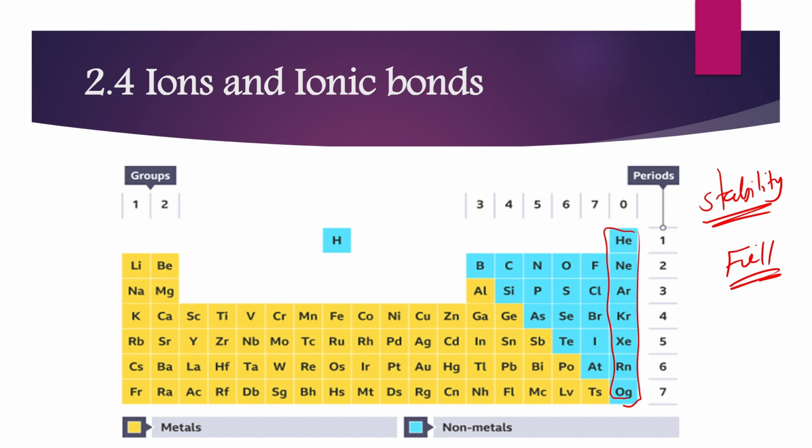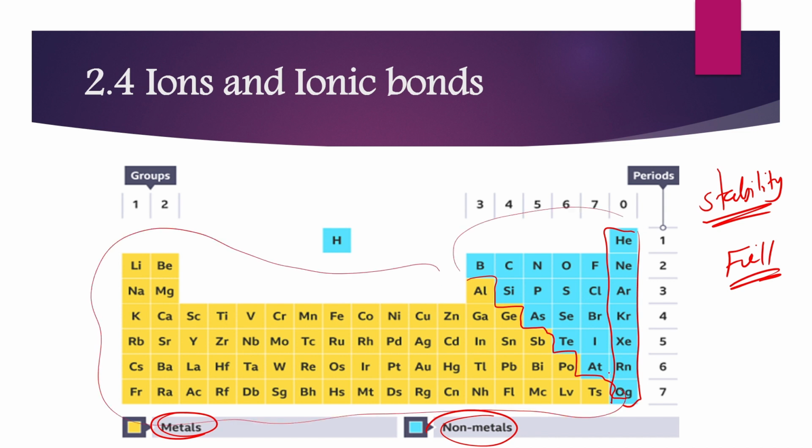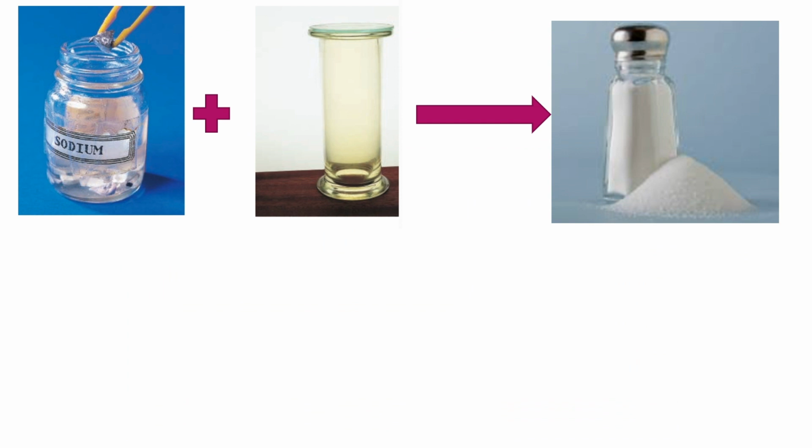As we discussed before, the elements in the periodic table are classified into metals and non-metals. And as you can see here, the zigzag line separates the metals from the non-metals. So these are the non-metals and all these are the metals. When a metal combines with a non-metal, an ionic bond is formed and we get an ionic compound. The example we have here is sodium and chlorine when they combine together in a chemical reaction.